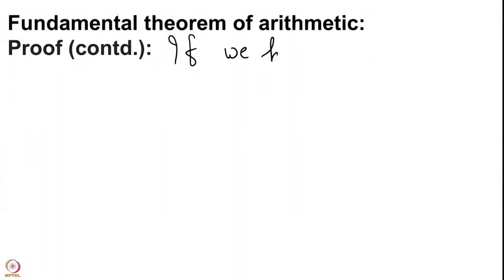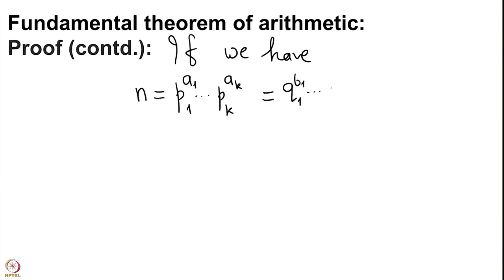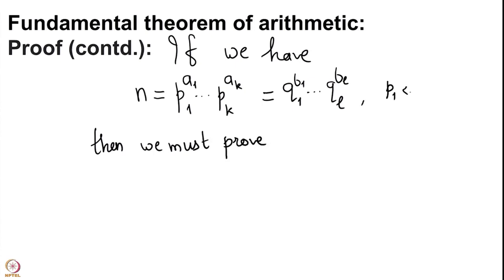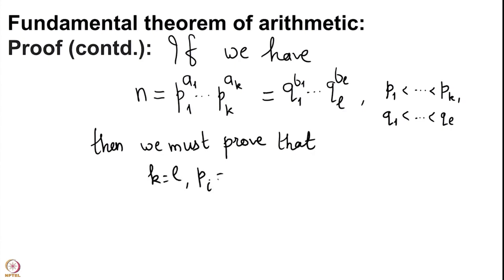If we have n as p1 power a1, up to pk power ak, and q1 power b1, up to ql power bl, then we must prove, we also of course assume that p1 is less than up to pk and q1 is less than up to ql, then we must prove that k is l, pi is qi and ai is bi. Quite a lot to prove.